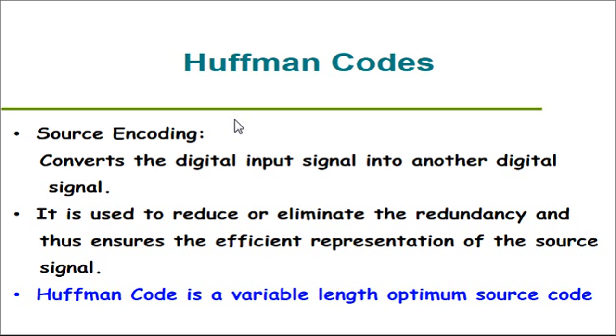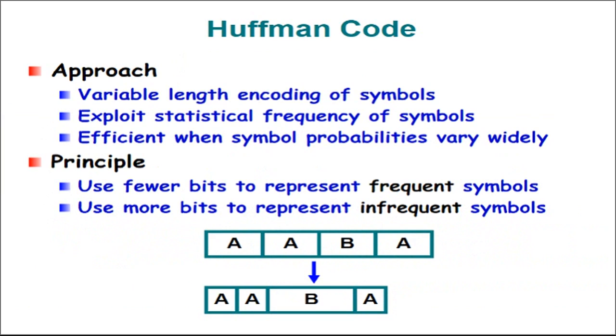Hence, to reduce or eliminate the redundancy and ensure the efficient representation of the source signal, source encoding is very important. Huffman code is one of the source codes which is of variable length, and it is also said to be the optimum source code. The approach here is known as variable length encoding of symbols.